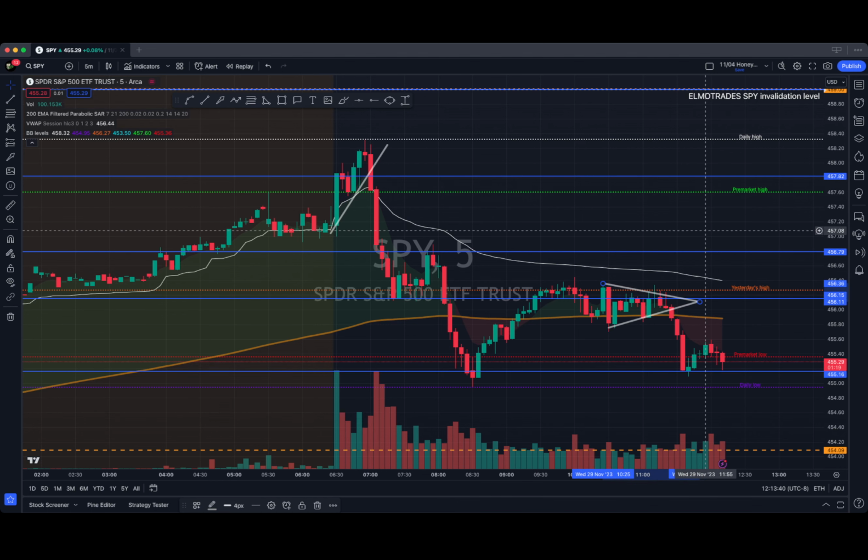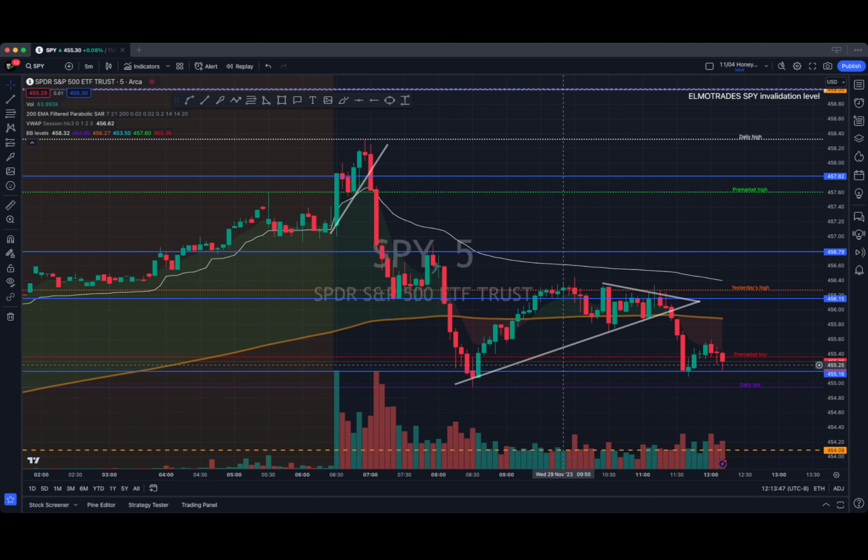Okay, this is what was lost. And if you really want to extend this, maybe you can go like that. Okay? So this big bear flag, and now we have another bear flag. There's 1, 2, 3 bear flags there. So yeah, that's what I'm seeing on SPY today.